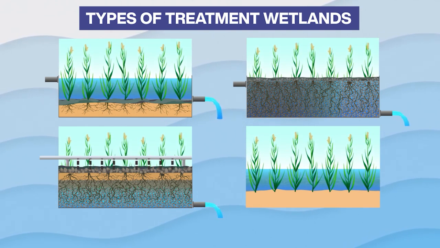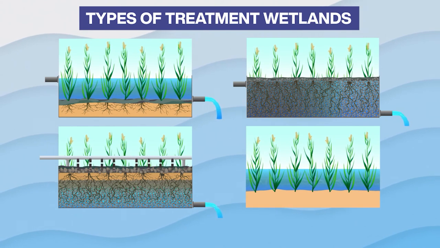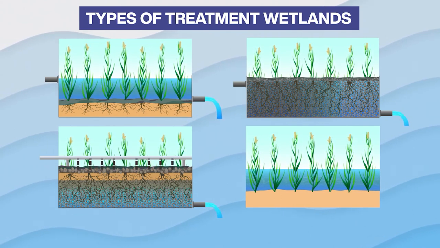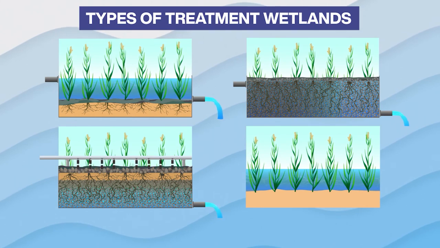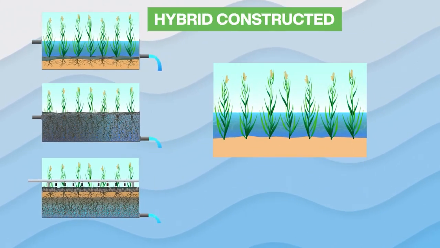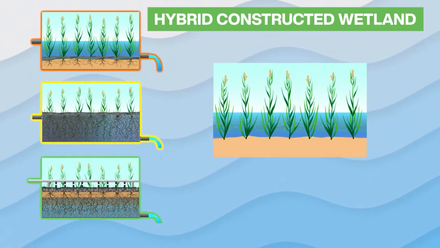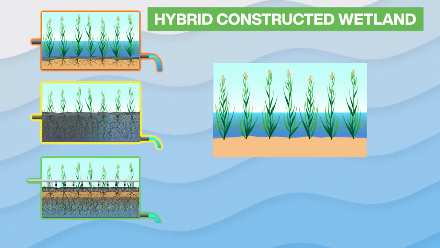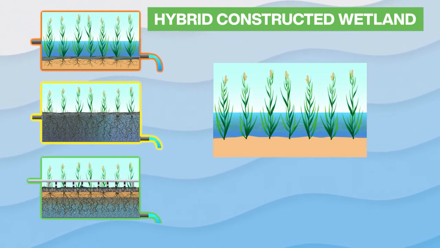The fourth, and the last type of constructed wetland is, in fact, a hybrid system. It is an arrangement and combination of the previously discussed constructed wetlands into variations based on the technical requirements necessary for a particular type of pollution.